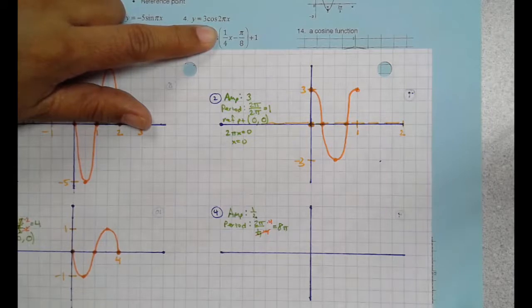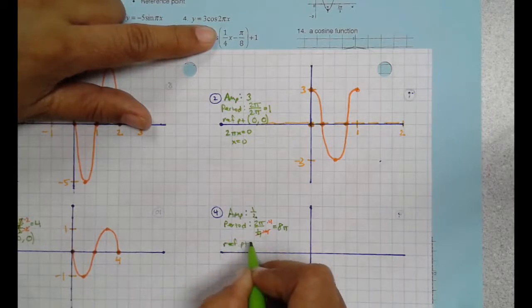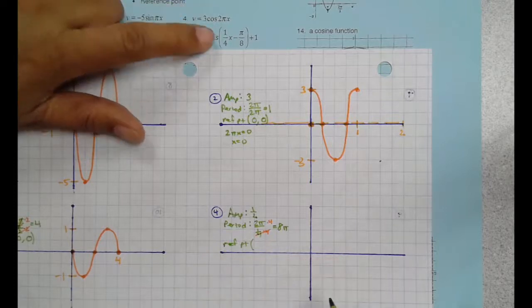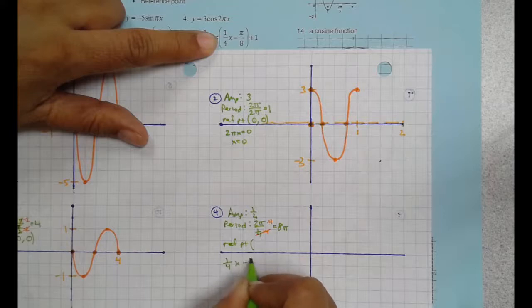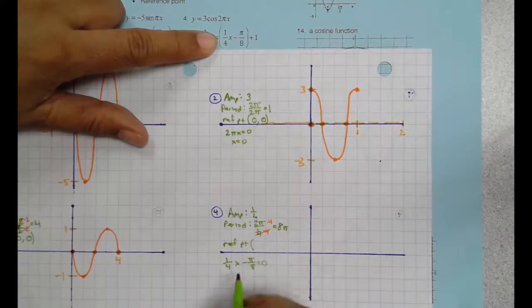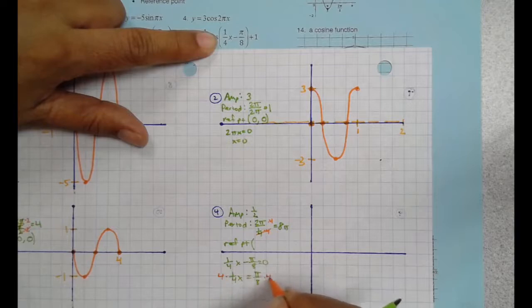Wow, that's a lot. All right, let's go ahead and solve for our reference point. In the reference point here, we make what's in the parentheses equal 0, so 1/4 x minus pi over 8 equals 0. Means I have to add the pi over 8 to the other side. And to get rid of 1/4, I'm going to multiply both sides by 4. 4 over 8 reduces. 4 goes into 8 2 times. So x equals pi over 2.